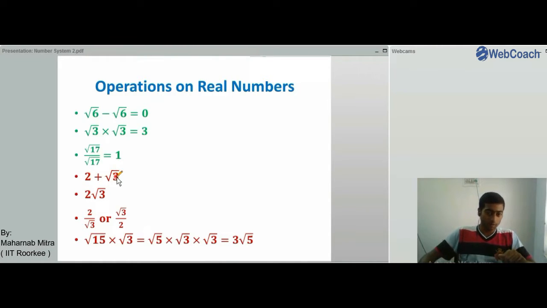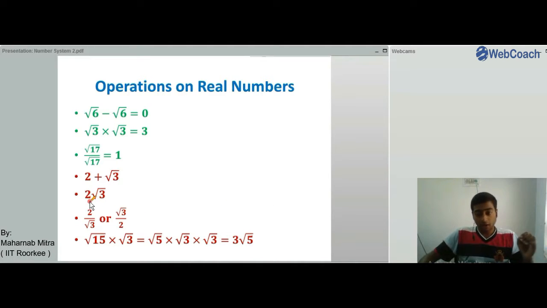Here you can see in the first example, 2 plus square root of 3, how can we simplify it? Now a rational number cannot be added with an irrational number. So if at any point of time you get an answer in the form where you have a rational part as well as an irrational part, you must leave the answer like that only, because further simplification is not possible. 2 plus square root of 3 cannot be further simplified, so it should be written in this form only.